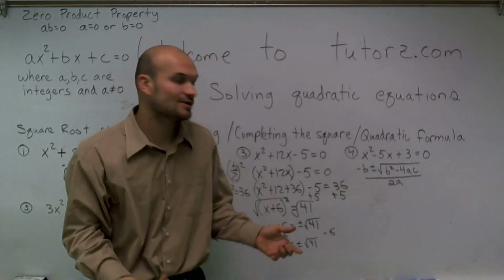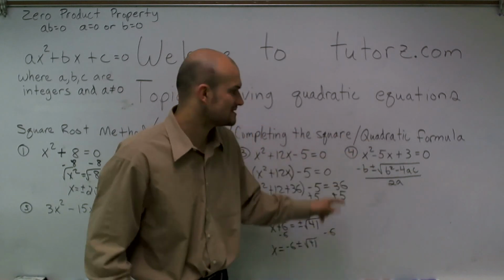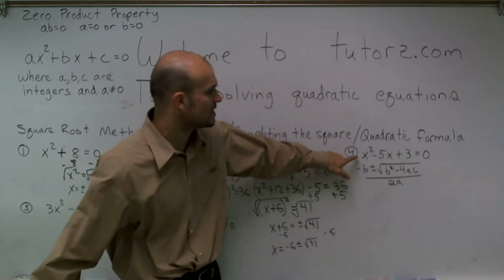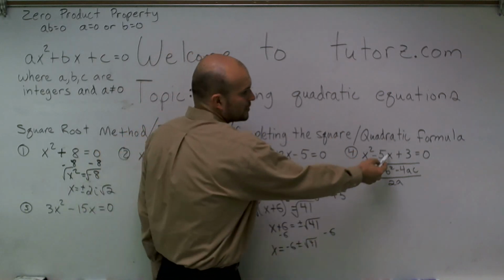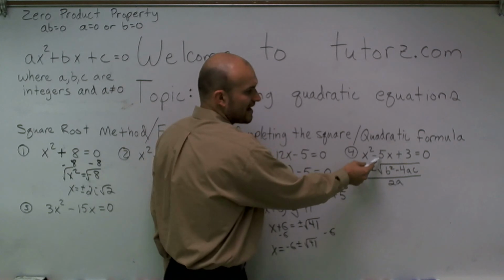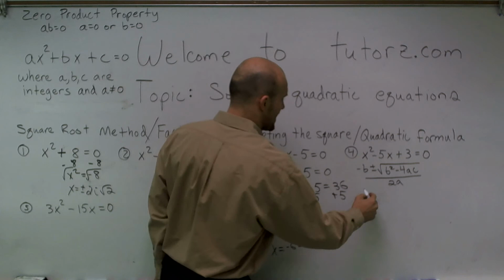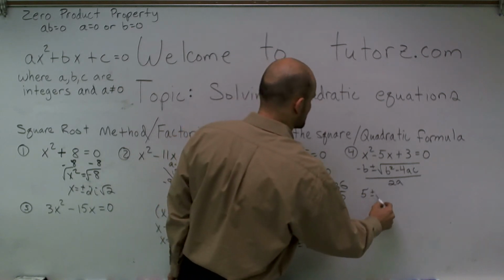So what I'm simply going to do is plug in my values for a, b, and c. Remember, since I do not have a number in front of my x squared, we know our a is actually 1. That's the coefficient. The coefficient of my b term is -5, and my c is 3. So the opposite of -5 is going to be +5, plus or minus.